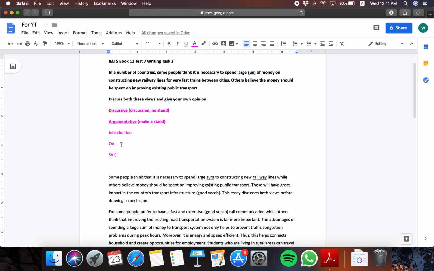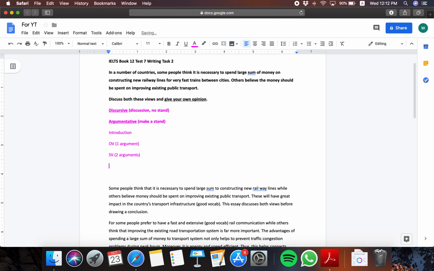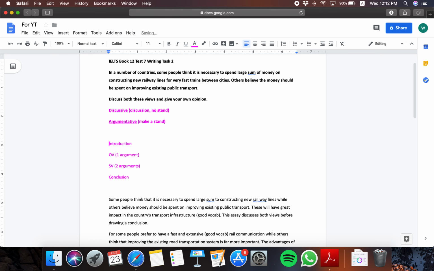For the opponent's view, you only need to give me one argument of why the opponents might agree with the other perspective. As for your own opinion, you have to give me two well-developed arguments. And finally, there is a conclusion. So this is the structure of the essay. You will notice that you will need to have 4 paragraphs.